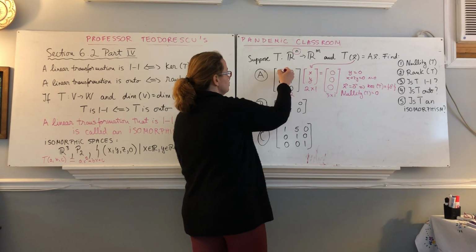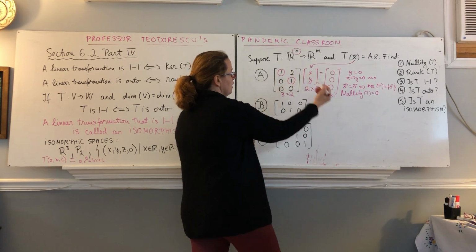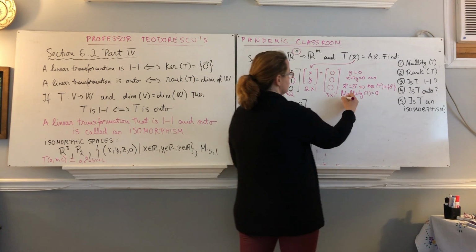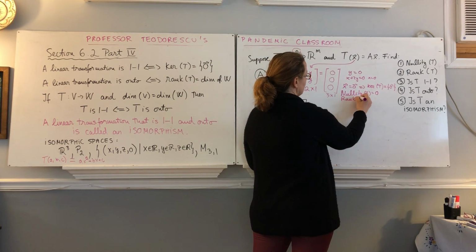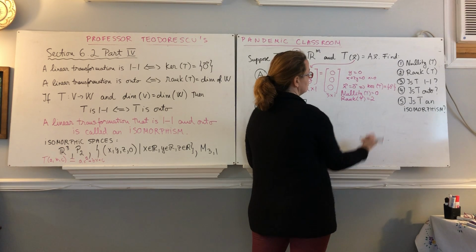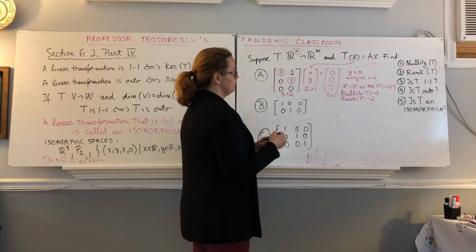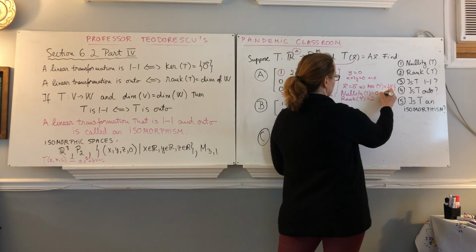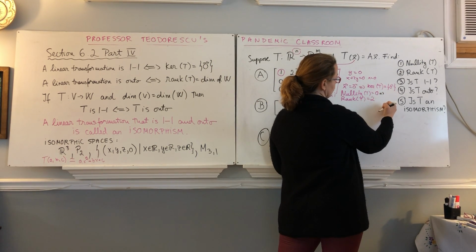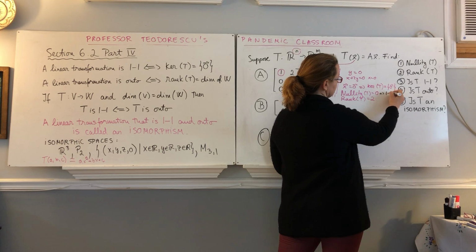What is the rank of T? Well, it has two leading ones in row-reduced form. So the rank of T is 2. Is this 1 to 1? Yes. Because the nullity is 0, because the kernel is only equal to the 0 vector, this is 1 to 1.